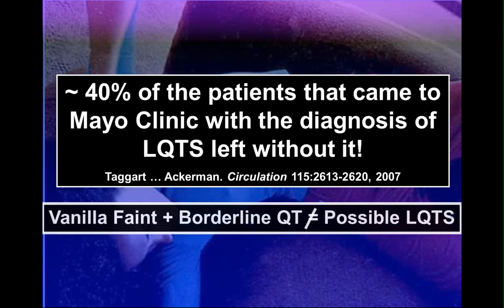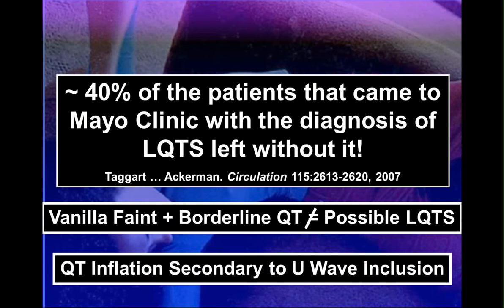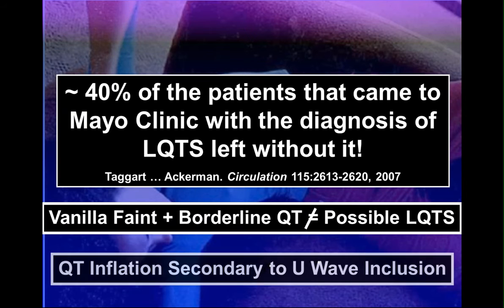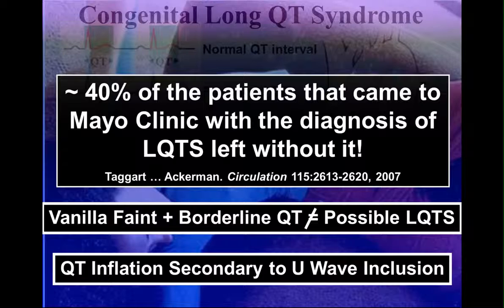The number one reason? Overassessment of an ordinary faint in the context of a oh-so-borderline QT value. That was the number one reason for premature and erroneous diagnosis that we reversed and removed. The second was committing the sin of QT inflation secondary to U-wave inclusion, and we'll come to that after we leave the story, we then start the tests.